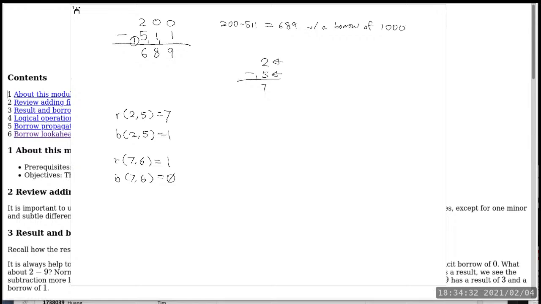Is the borrow 1 or 10? It is 1. It's the quantity that we are borrowing from the next digit. So it is still a 1.